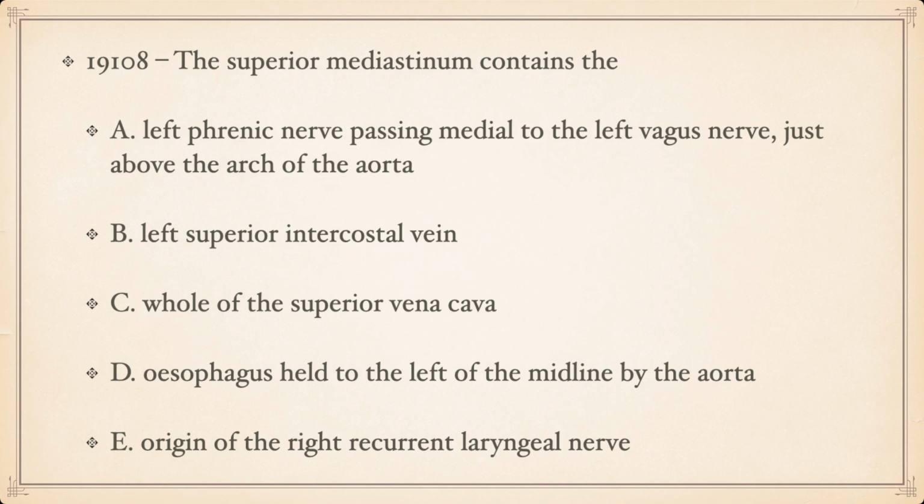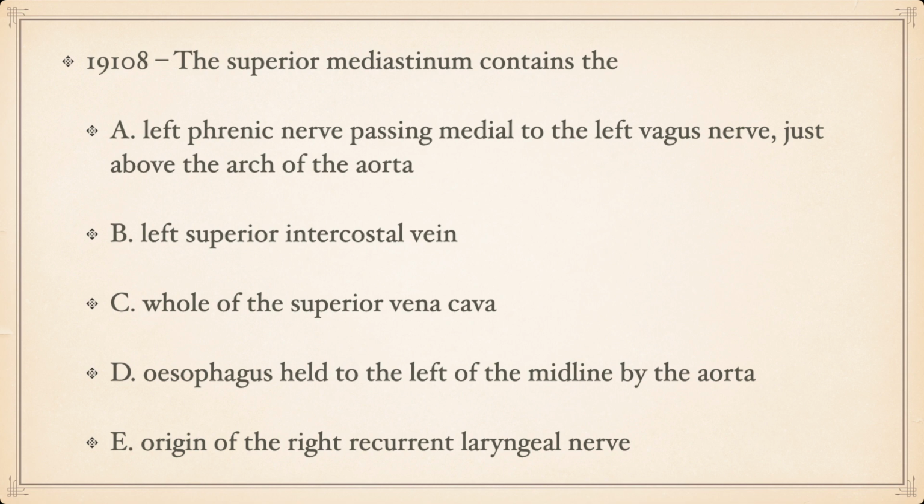Okay, another type A question. The superior mediastinum contains the left phrenic nerve passing medial to the left vagus nerve just above the arch of the aorta, left superior intercostal vein, whole of the superior vena cava, esophagus held to the left of the midline by the aorta, and the origin of the right recurrent laryngeal nerve.